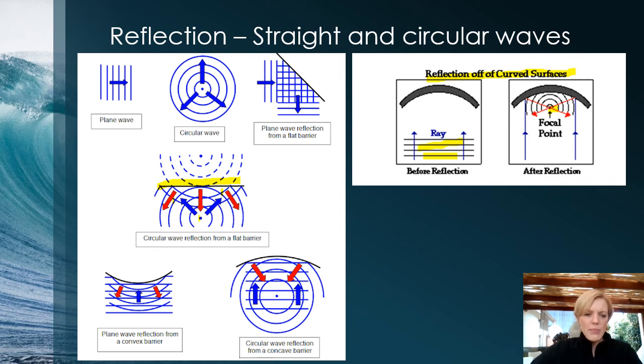Here we've got a plane wave reflection from a convex barrier. Can you see how it's moving there? And now all of a sudden we've got semicircular waves that are moving outwards. We've got a circular wave reflection from a concave barrier. They move towards this concave barrier over here, and now you have these wave fronts that are moving towards a focal point. I really hope this makes sense, grade 10s. We're going to move on now to the next property, which is refraction.